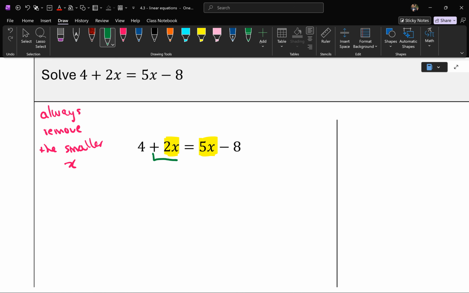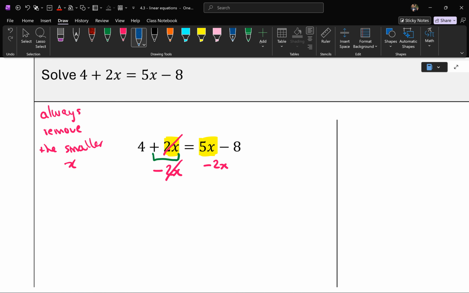So this positive 2x, what's the opposite of plussing 2x? You need to then do the opposite of that. The opposite of plussing is minusing. So we know it's minus 2x on the left. Why did I minus 2x? Because I'm trying to remove the small x. Minus 2x on the left, then I must also minus 2x on the right. 2x take away 2x, we know it's going to be 0 because you've got two apples and you take away two apples, well, you have no apples, right?